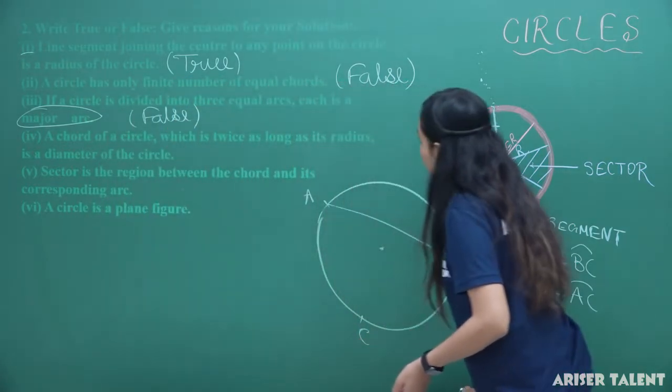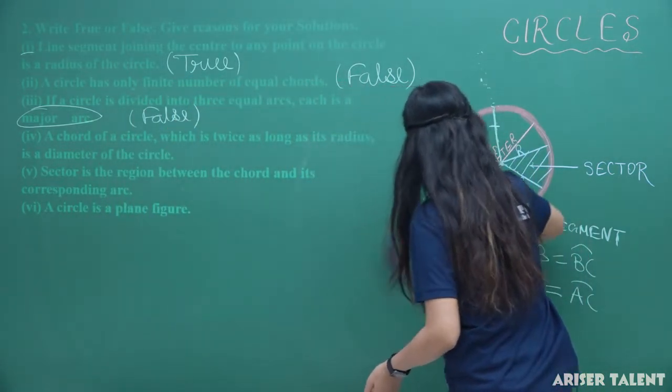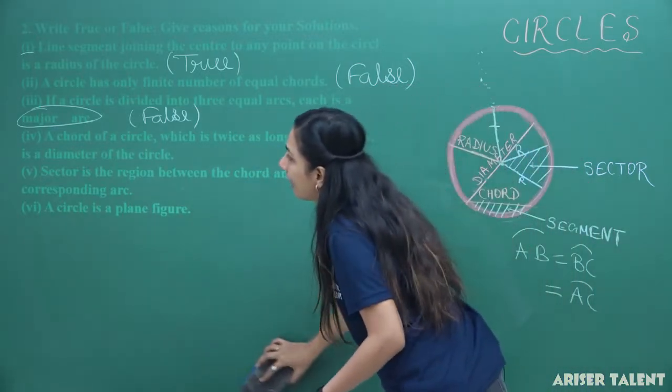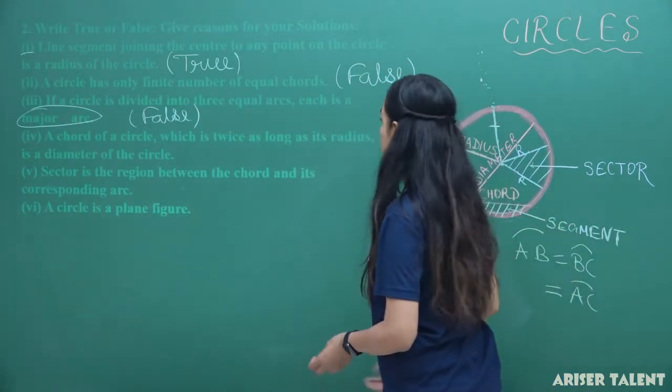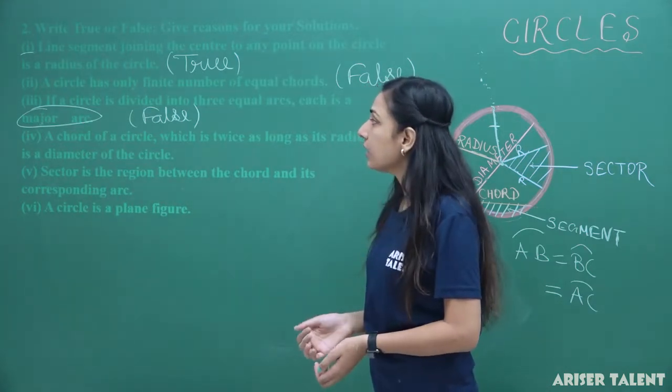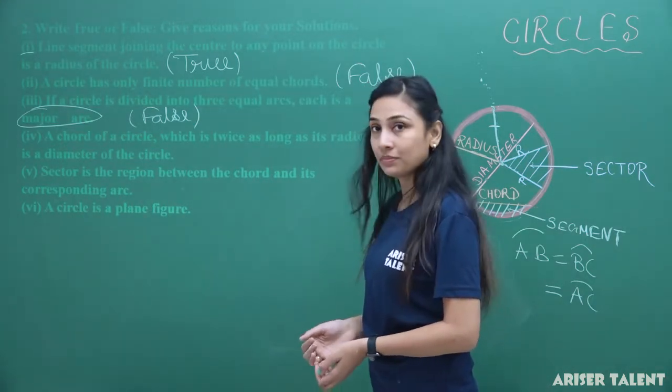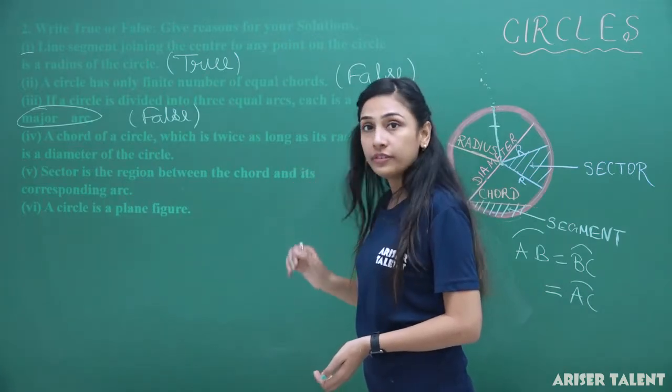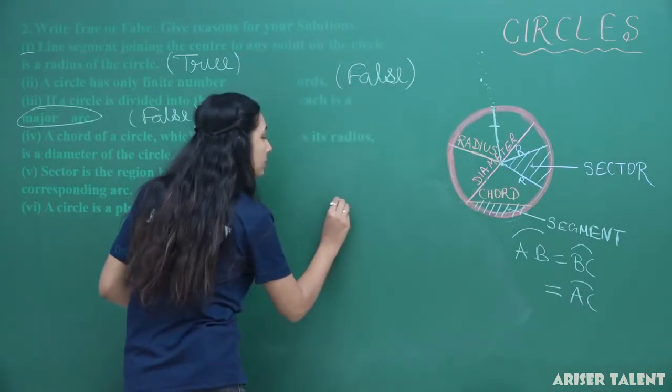Okay. Now the next one is: a chord of a circle which is twice as long as its radius is a diameter of the circle. A chord of a circle. Again, a circle here.